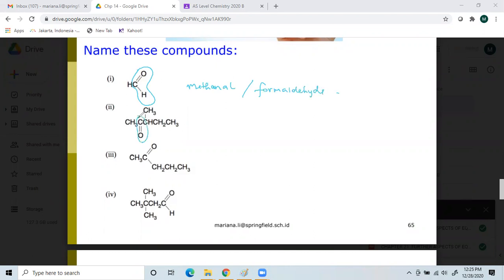This is ketone. 1, 2, 3, 4, 5. At the third carbon, there is a methyl group. So the name is trimethylpentanone. Again, this is ketone. Okay, the name, pentanone. For this, aldehyde. At the third carbon, there are two methyl groups. So 3,3-dimethylbutanal. Okay.